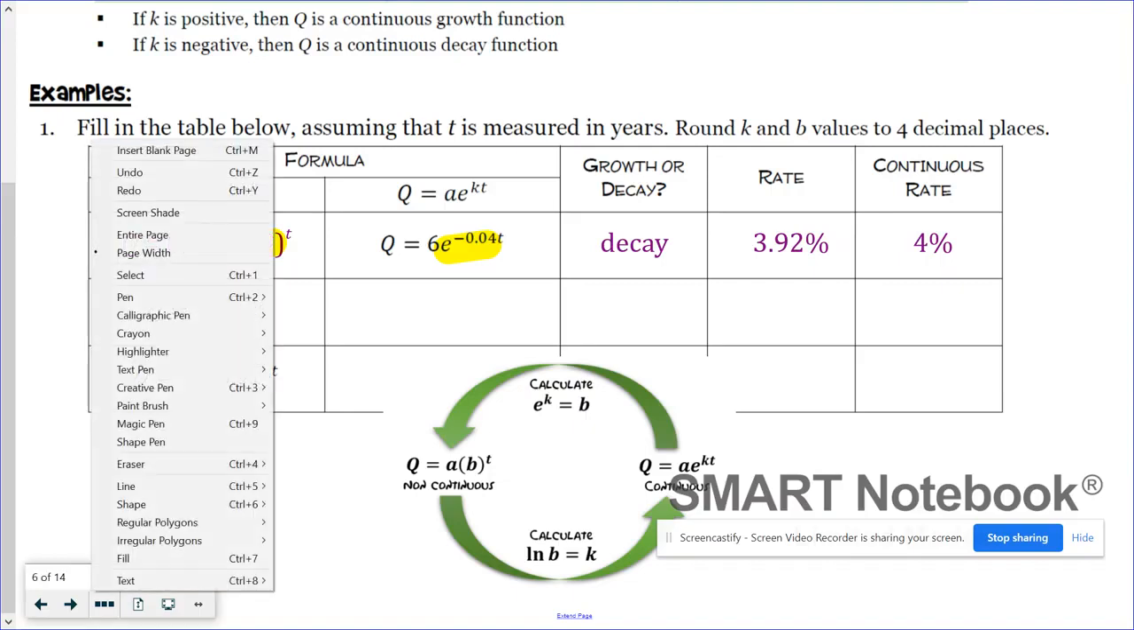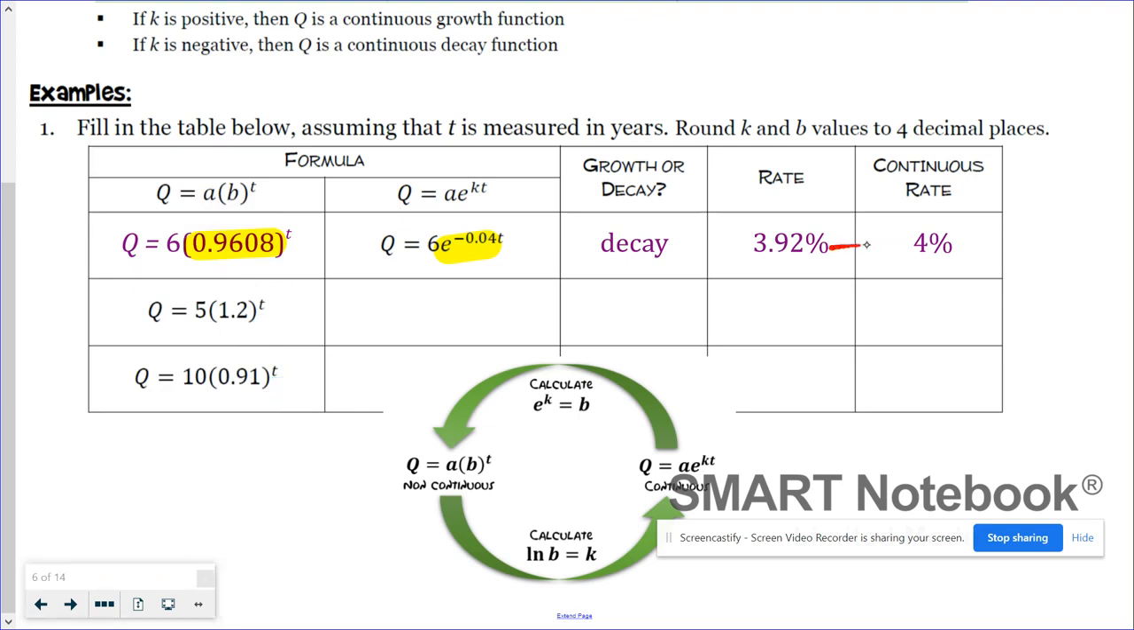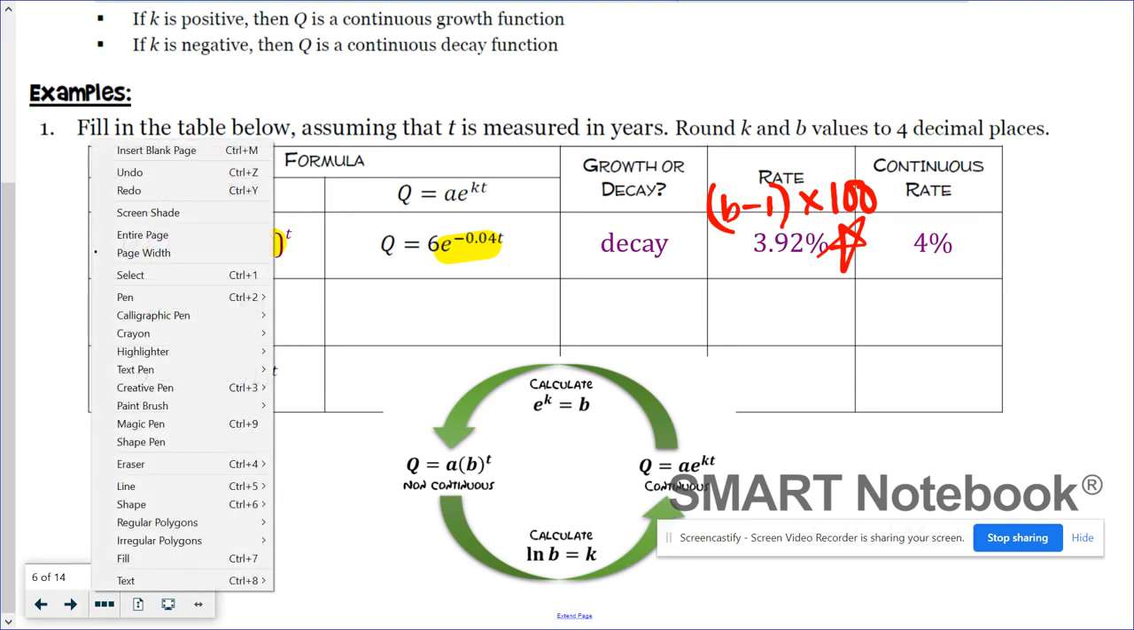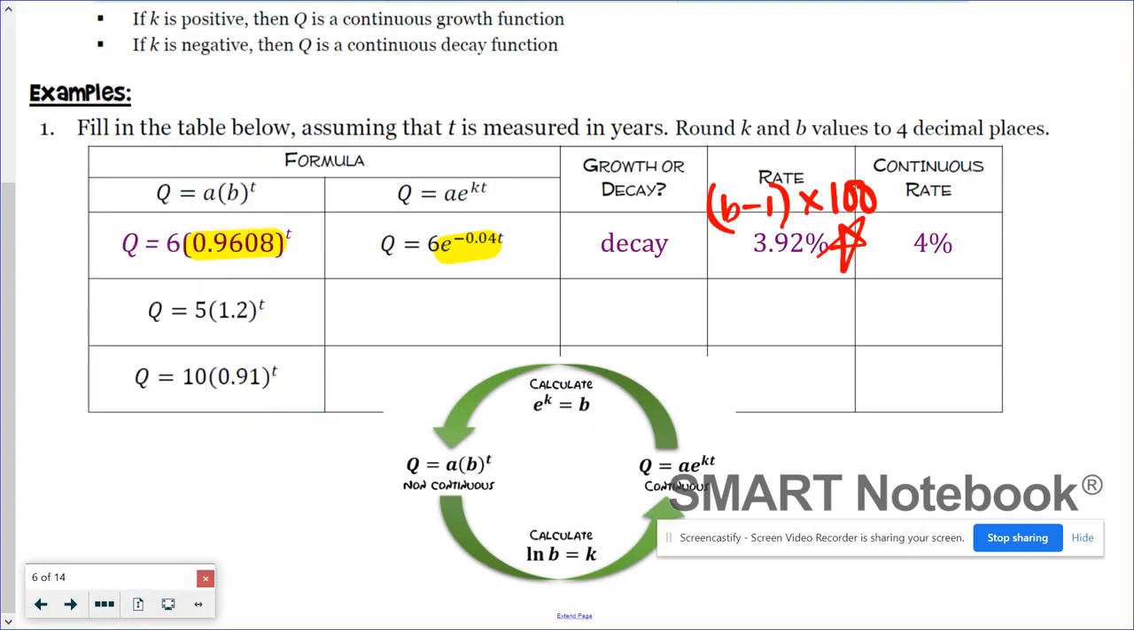In order to find that rate, you might be wondering where this rate of 3.92% came from. This comes from taking that b value minus 1 and multiplying it by 100. So base minus 1 times 100, we've done that calculation a couple of times before. So it's pretty easy to convert from one model to the other. We simply need to calculate.